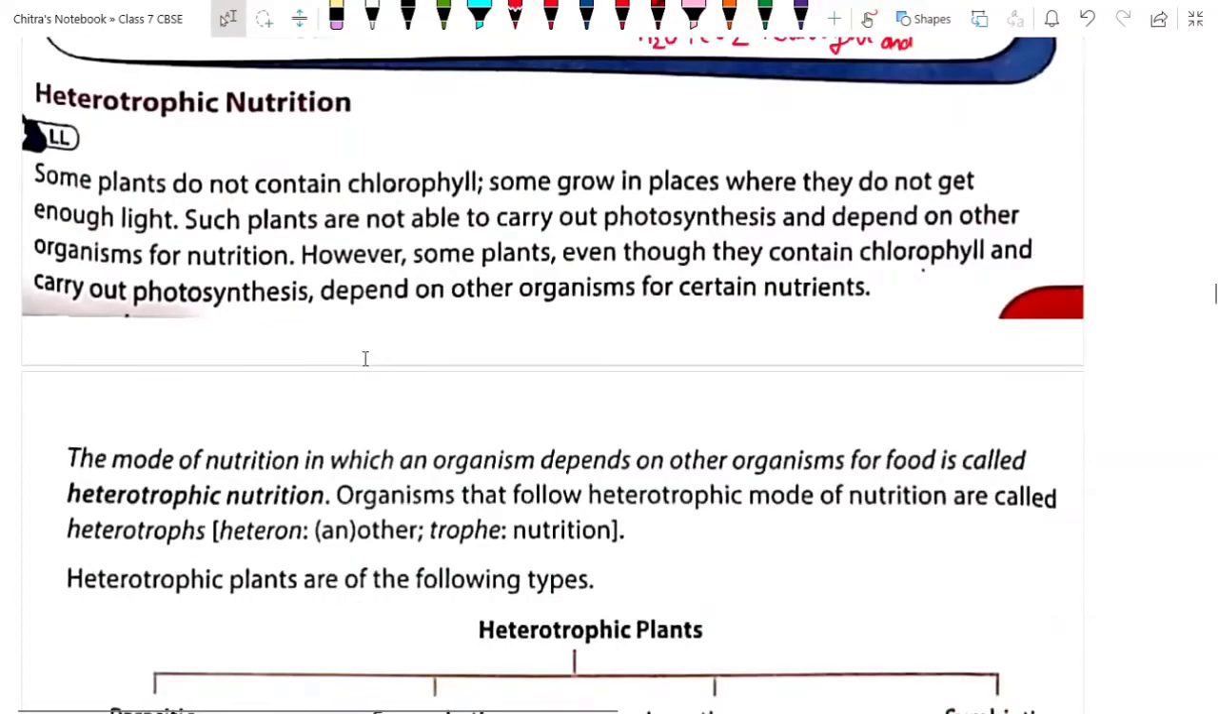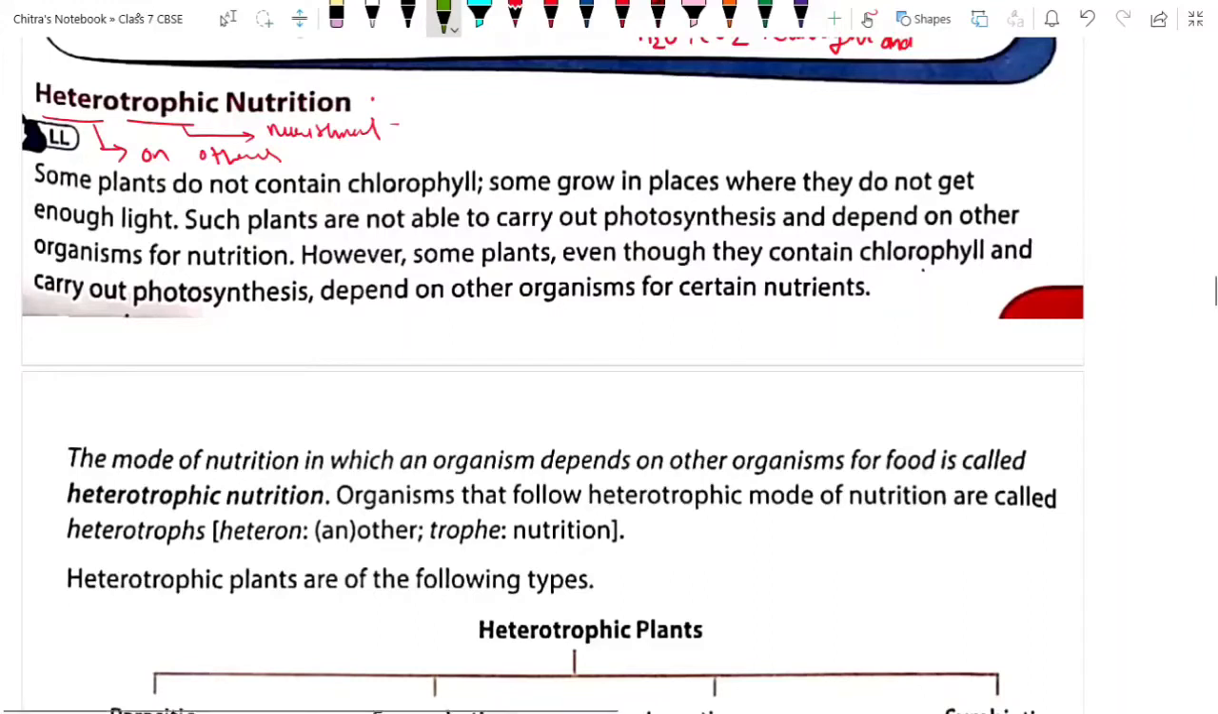Today in this class we are going to discuss heterotrophic nutrition. First we have to understand what heterotrophic nutrition means. In the word itself we have the meaning. Hetero means to depend on others, and trophic means nourishment or nutrition. That means those organisms that depend on other organisms for their food are called heterotrophs, and that type of nutrition is called heterotrophic nutrition. Understood, everyone?